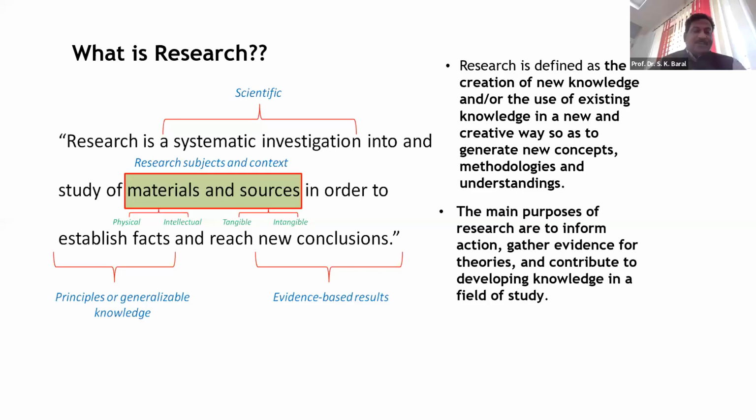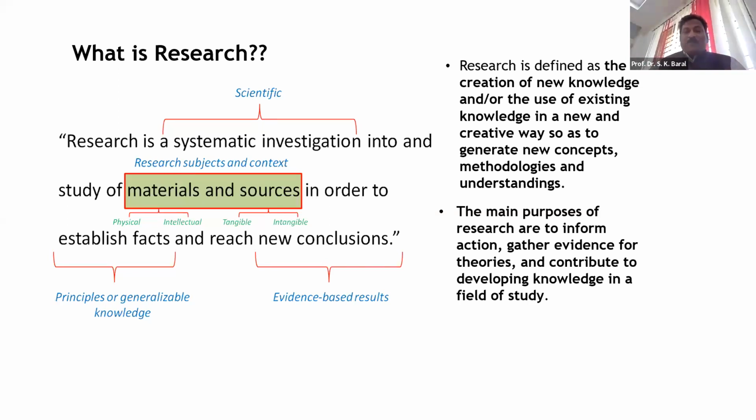In order to establish facts and reach new conclusions. When we are talking about a scientific investigation, it represents a scientific value. So research is defined as the creation of new knowledge by using existing knowledge in a new or creative way, so that we can develop a new concept, methodology, or understanding.